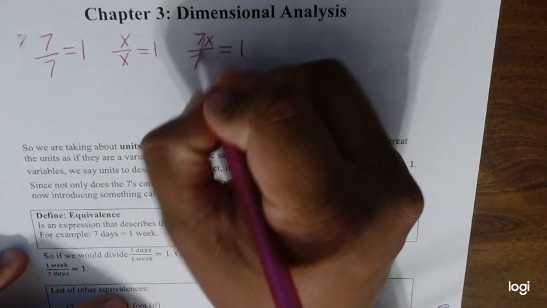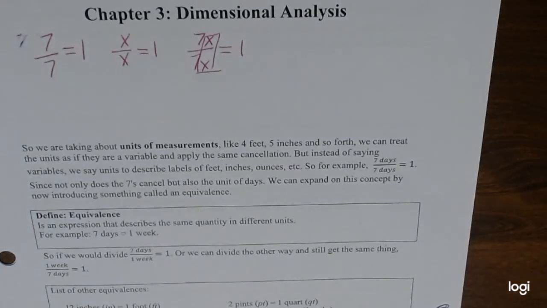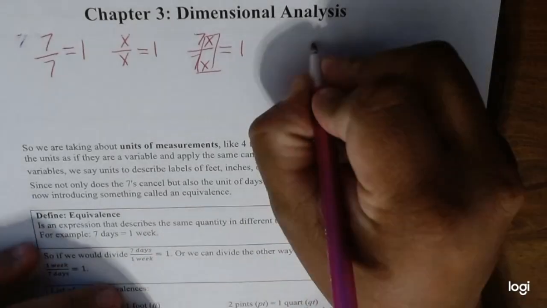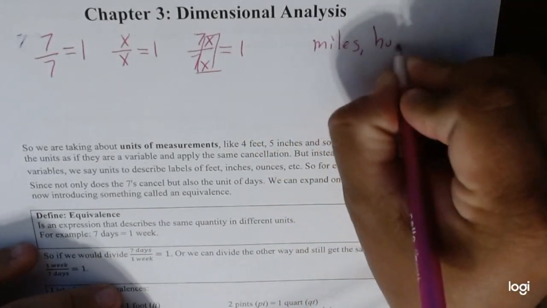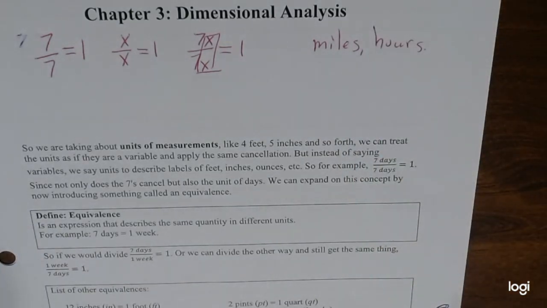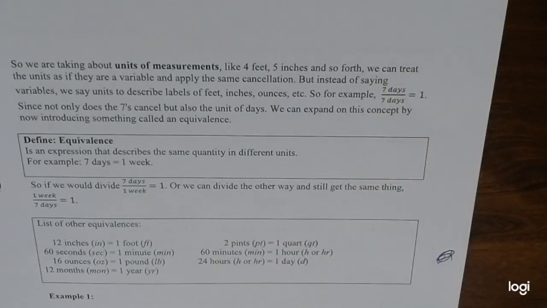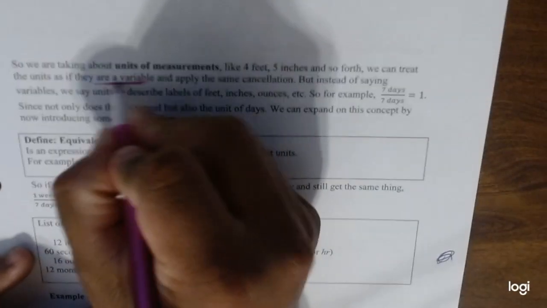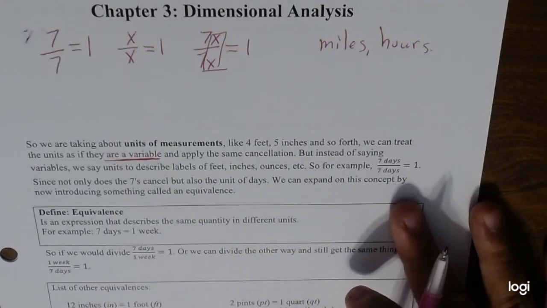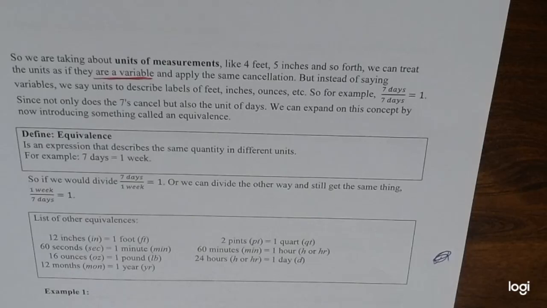So essentially what we want to do is cancel out the units themselves. In our case, instead of variables, we're going to have units. A unit could be miles, hours is another unit, and so forth. We have a lot of types of units. We're talking about units of measurement like feet, 4 feet, 5 inches, and we can treat these units as if they're variables. That's a key thing. Treat them as a variable, meaning they simplify just like that, and apply the same cancellations. But instead of saying variables, the units describe the labels of feet, inches, ounces, etc.